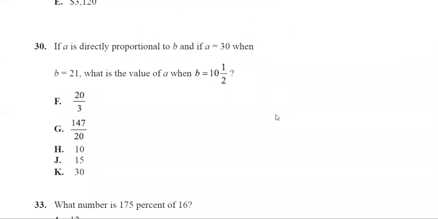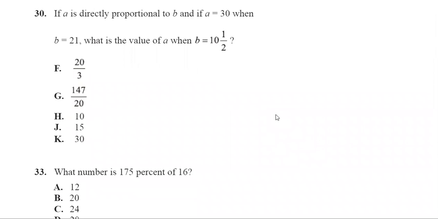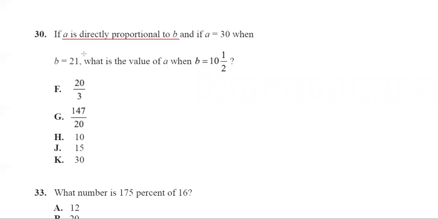So let's look at the next problem, which is number 30. Let me explain the meaning of this word right here. It says A is directly proportional to B. Sometimes we are going to see A varies, or is proportional. Sometimes you will say A is inversely proportional, but in this case they say directly proportional, which has a specific meaning in math. So I just want to talk about that meaning first.